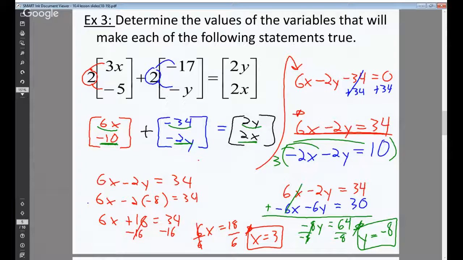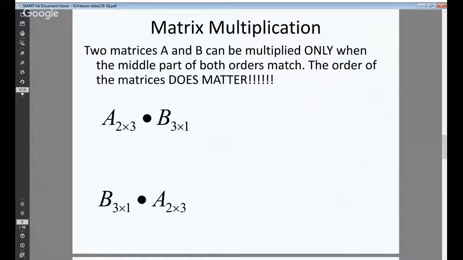Again, if you have any questions later on, you just ask me in person. But for now, let's move on to multiplication of matrices. That was weird, but moving on.